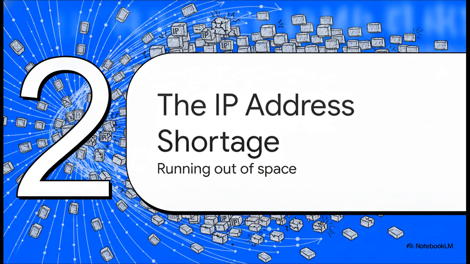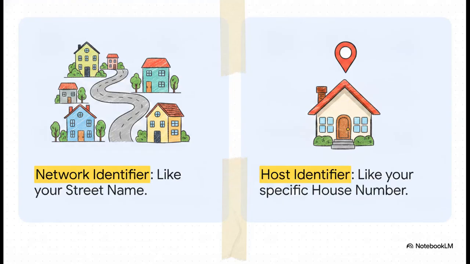Moving right along to Section 2, the IP address shortage. Now here's where things get really interesting. When the internet just absolutely exploded in popularity, we realized pretty quickly that we were running out of those 32-bit IP addresses that DNS was busy handing out. To see why, you've got to understand how an IP address is built. Every IP address is split into two parts, a network identifier and a host identifier.